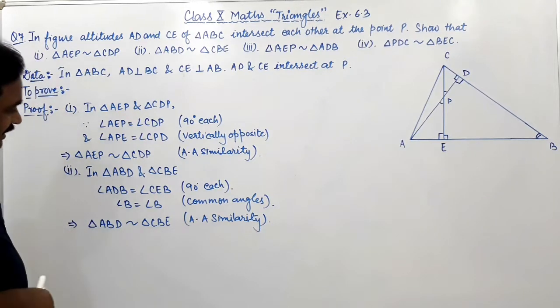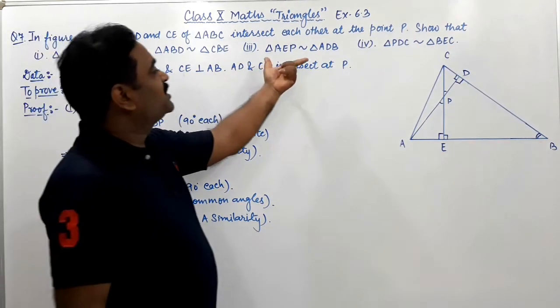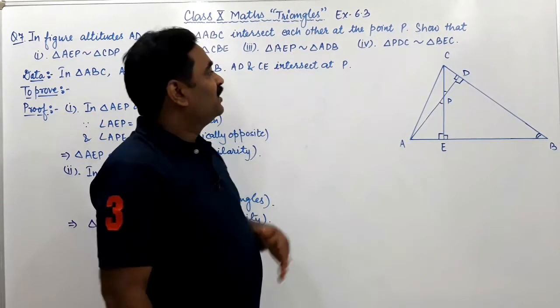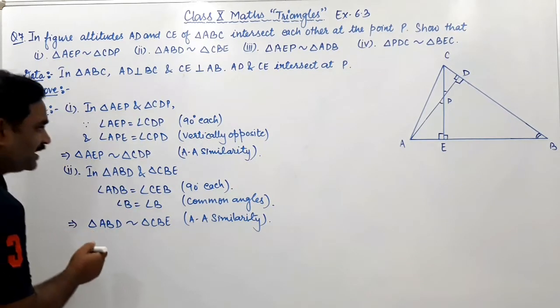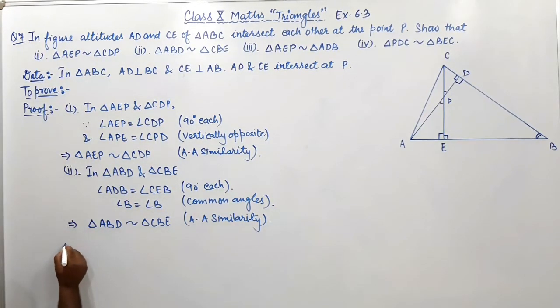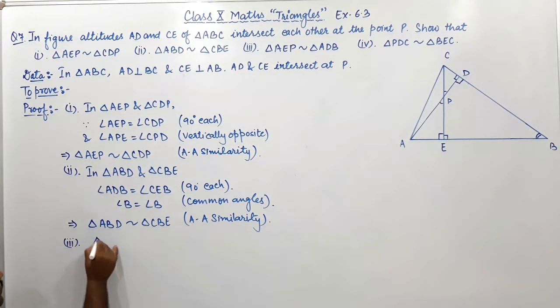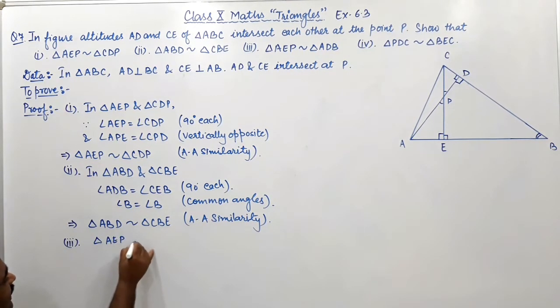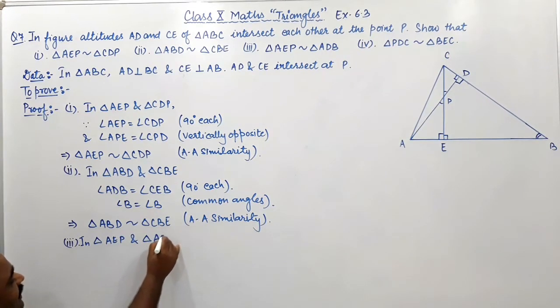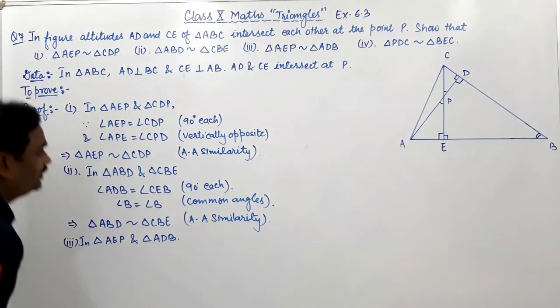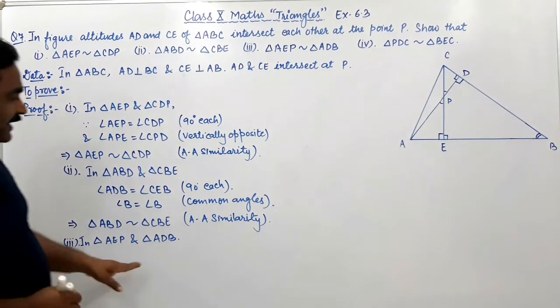So now let us start the third part. The third part means this part we are going to prove: AEP is similar to ADB. So in the third part we need to start with triangle AEP and triangle ADB. First let's check where these two triangles are. AEP and ADB.